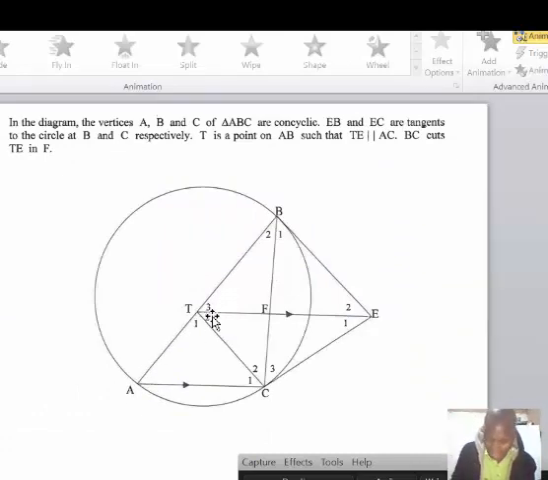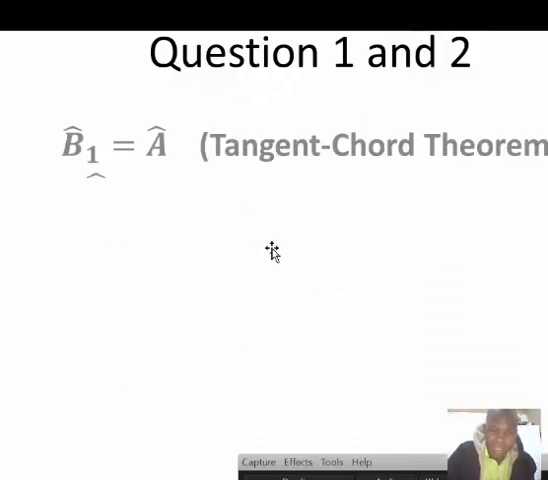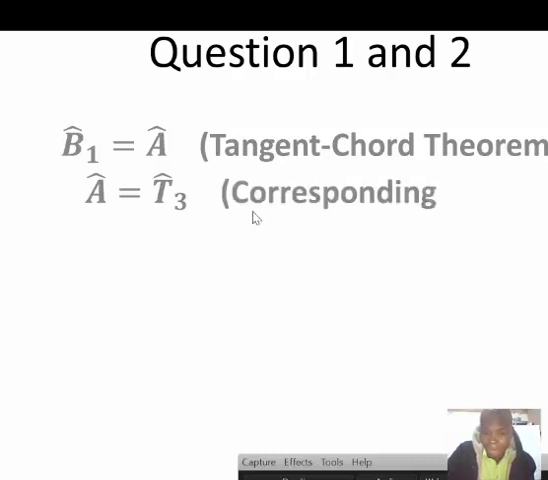Now the reason for that will be corresponding angles are equal, due to the fact that TE is parallel to AC. These are corresponding angles on these parallel lines. So that's your next step. After having recognized that A is equal to T3, your statement is A equals T3, and your reason will be corresponding angles. So you are done with that.